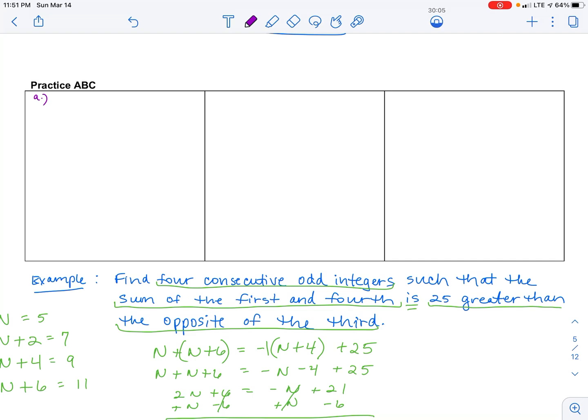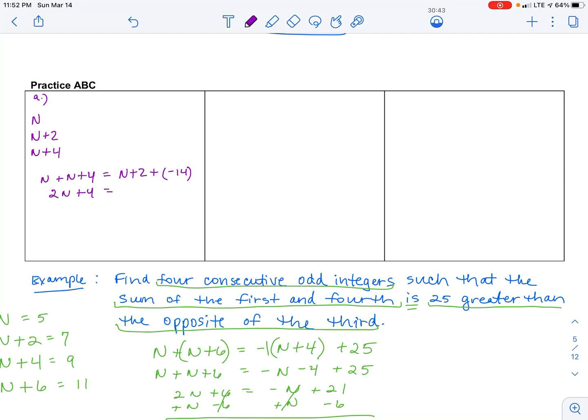All right, guys, so here we go. Letter A. Find 3 consecutive even integers. So it looks like we're going to have n, n plus 2, and n plus 4. There's my 3 consecutive even integers such that the sum of the first and third, so my first is n, my third is n plus 4, equals the sum of the second plus negative 14, which is the same as minus 14, right? So let's put this together.